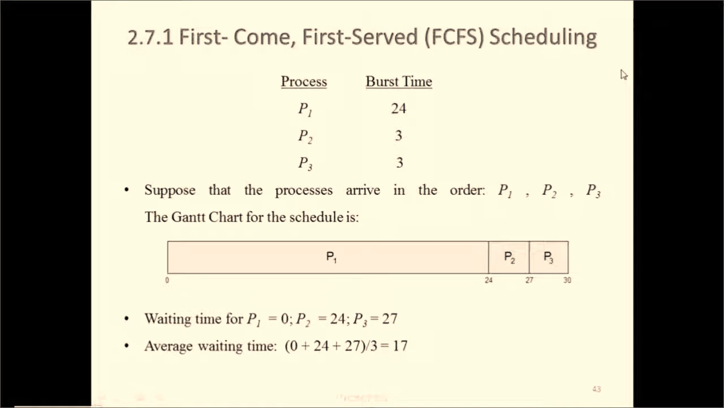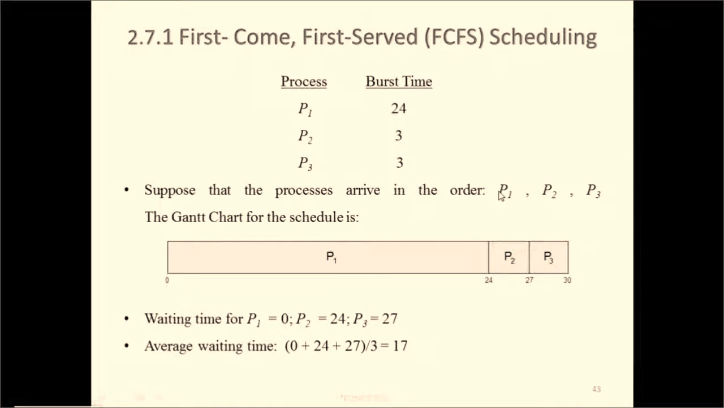First come first served, FCFS scheduling. Processes are listed here and burst time is listed here. This burst time is the amount of CPU time they need to complete their execution. P1 says 24 units of time, P2 and P3 say 3 each. Also suppose that processes arrive in the order P1, P2, P3. Might be at the same unit of time, but still the order says first P1, then P2, then P3.